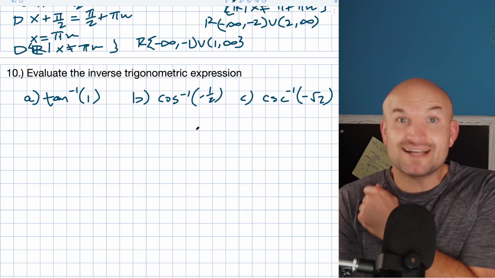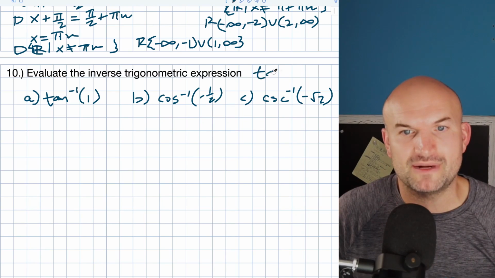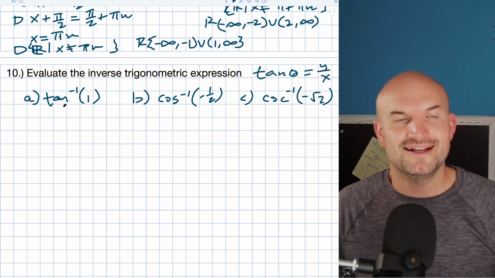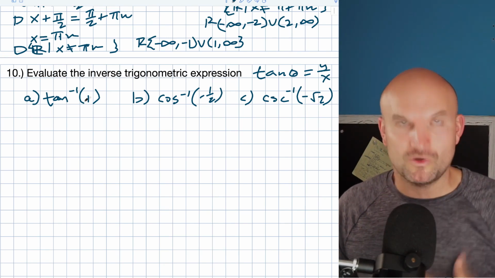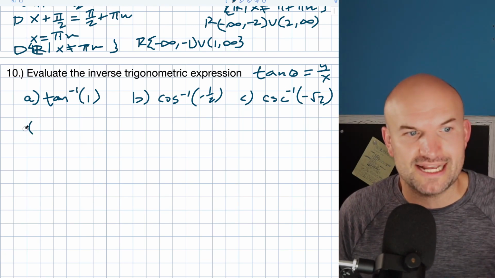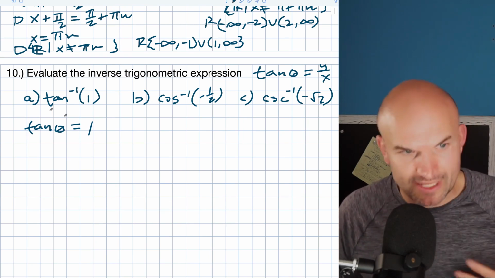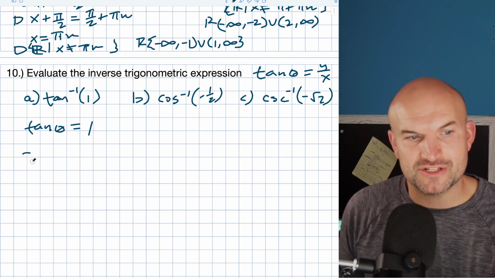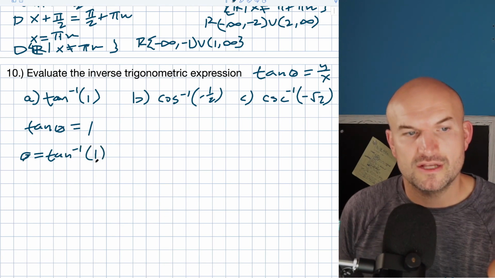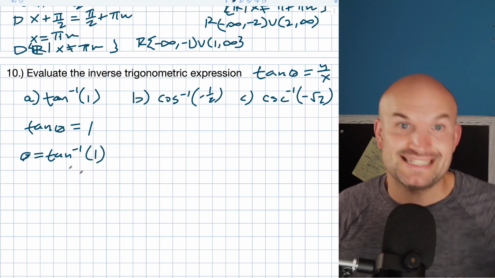Now let's go ahead and work on the inverse. So the main thing to understand about the inverse is, when I'm evaluating a function, I have to say tangent of theta is equal to y over x, right? So when I say tangent inverse of 1, basically what I'm trying to do is find what the angle is, right? So what this is saying is, tangent of what angle is equal to 1, right? So when you're trying to understand this, you're saying theta is equal to tangent inverse of 1. So what angle is going to produce a 1 when I take the tangent of it?